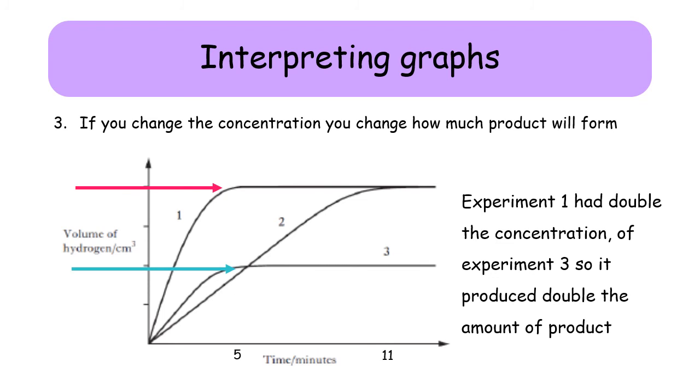And this means that experiment 1 must have had double the concentration, or used double the amount of chemical than experiment 3. So if a graph finishes at double the height or triple the height of another graph, you can say that that experiment used double or triple the amount of reactants.